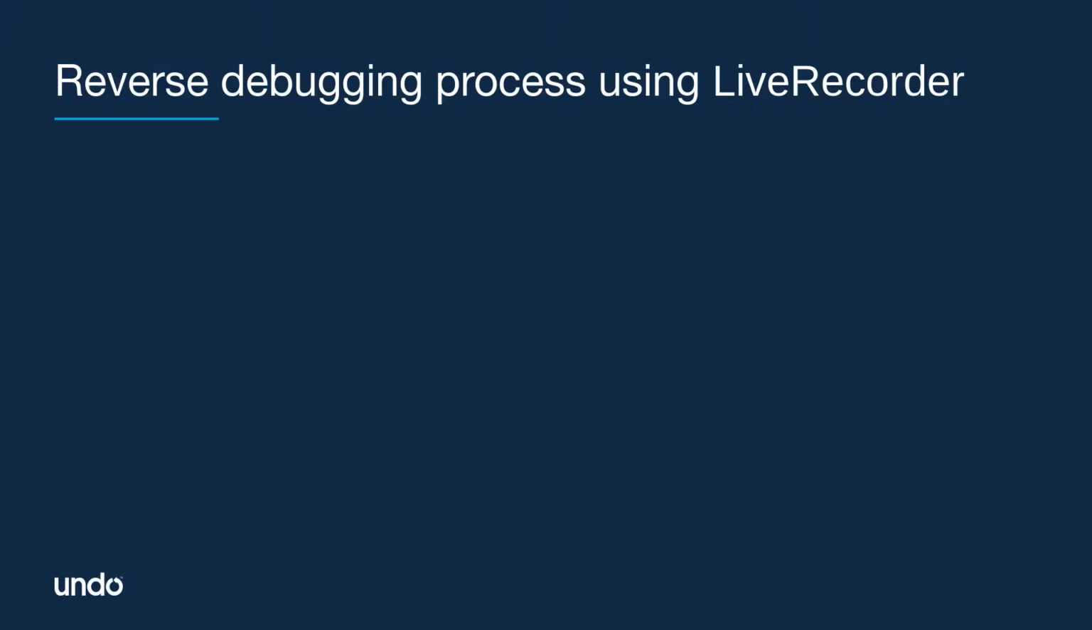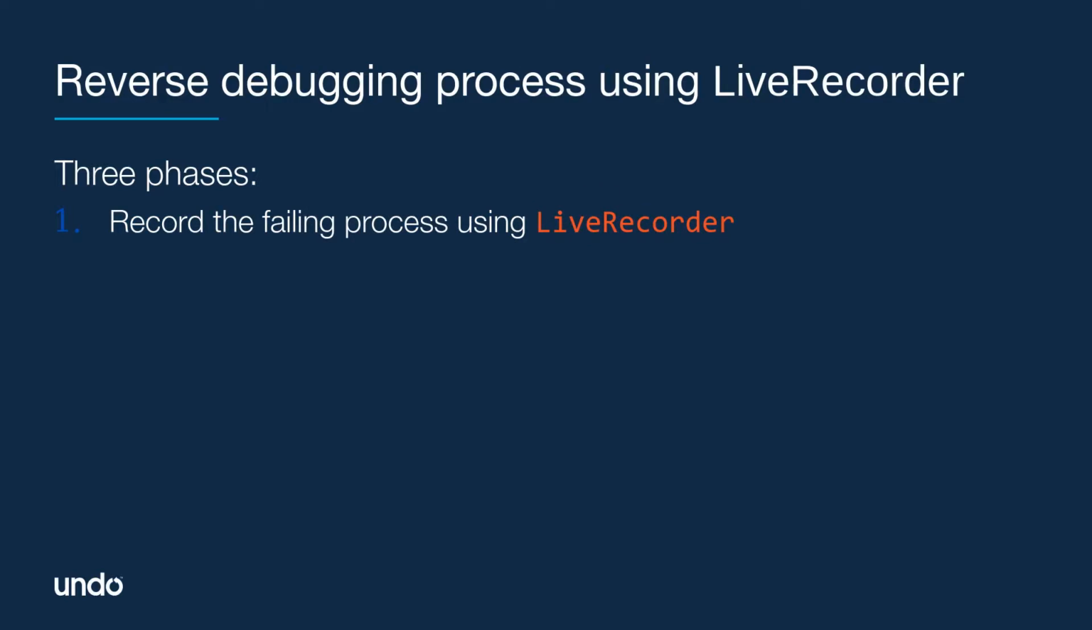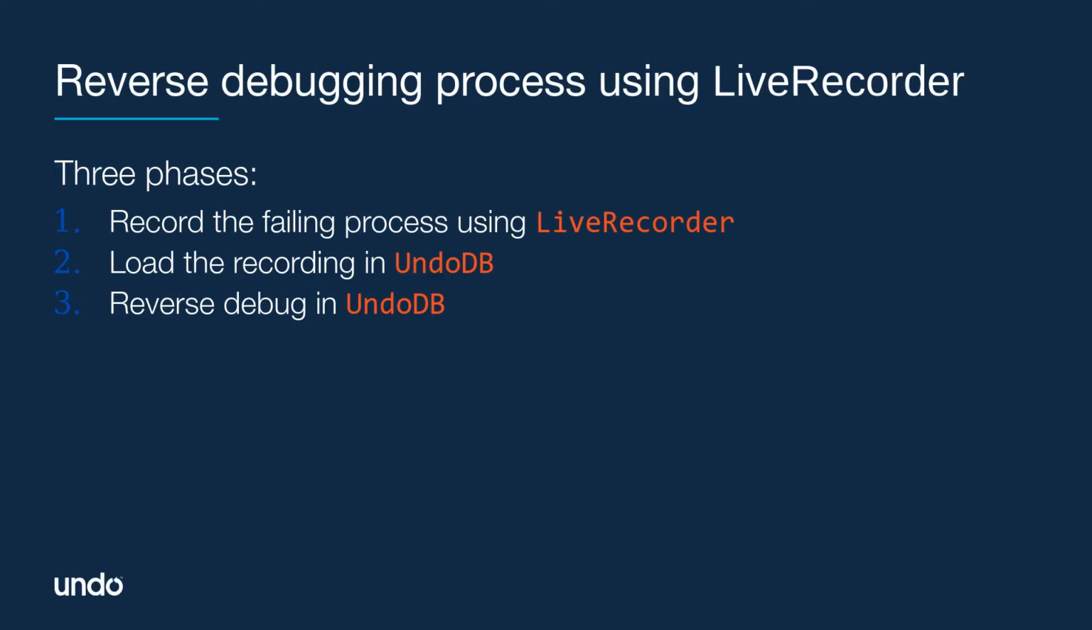Next, we're going to present a high-level process for reverse debugging using Undo's LiveRecorder. The process consists of three phases. The first is to record the failing process using LiveRecorder. The second is to load the recording in UndoDB, which is LiveRecorder's reversible debugger. Finally, we will reverse debug the recording in UndoDB.